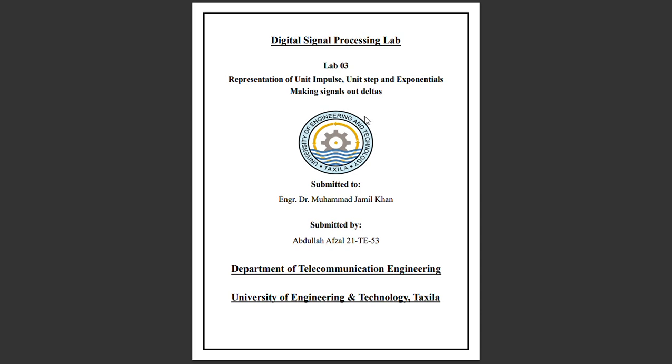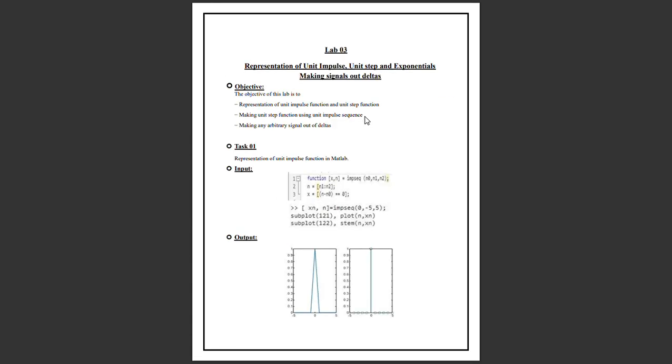Now we conclude lab 3. The objective of this lab is to represent the unit impulse function and unit step function, making the unit step function using unit impulse sequence, and thirdly, making any arbitrary signal out of deltas.